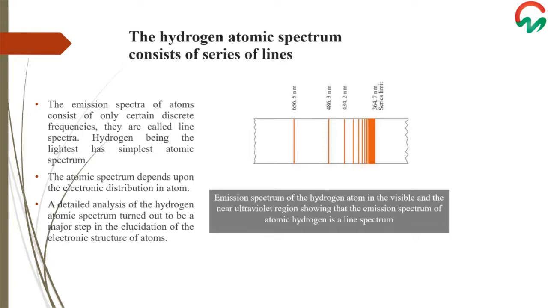The atomic spectrum depends upon the electronic distribution in the atom. A detailed analysis of the hydrogen atomic spectrum turned out to be a major step in the elucidation of the electronic structure of atom. The emission spectrum of the hydrogen atom in the visible and near ultraviolet region showing the emission spectra of the hydrogen atom is a line spectrum.